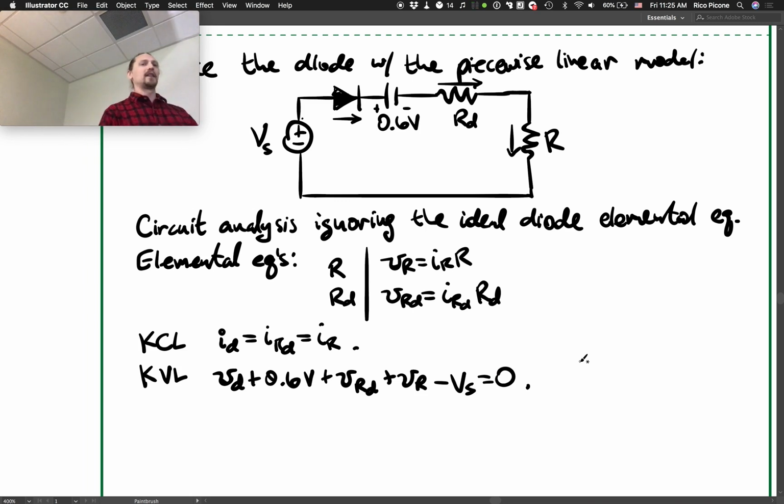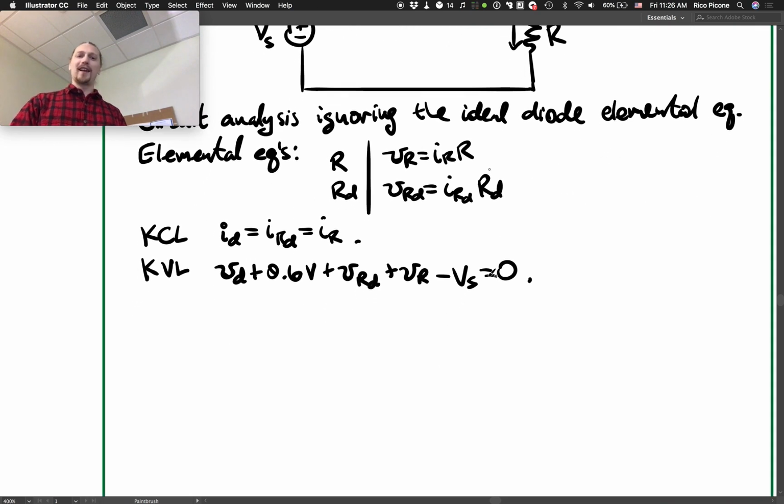Why did we do minus VS? It's a gain in voltage if you go around clockwise, right? And we were using drops as positive, so drops are positive, gains are negative. So we dropped all the way around until we hit VS, and then it was a gain. Somebody had to gain around that. So VS is the one that gains. So this is the KVL equation.